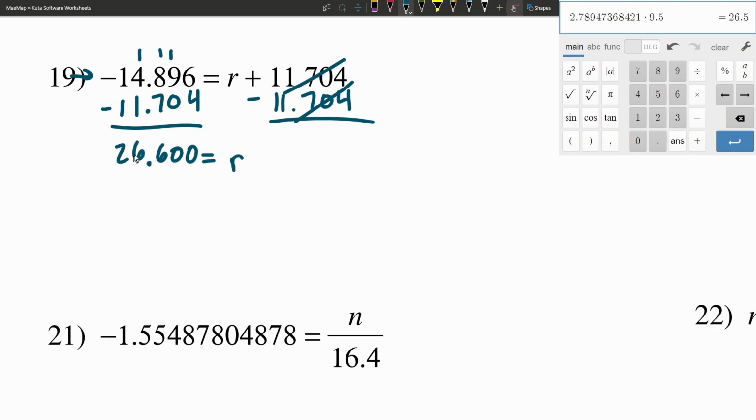So we're a little off from our original guess of 25, but that's okay. And that all came from carrying stuff over. And remember, we had a negative and we were subtracting a positive, which subtracting a positive is the same as adding a negative. Negative going further into the negatives, we get negative 26.6. So negative 26.6 is equal to r.